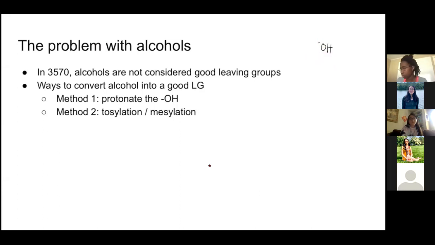So therefore, just kicking an alcohol group off a molecule is not a very feasible step for our course and for Orgo 1. So we're going to discuss two different ways that we can convert the alcohol into a better leaving group. And I'm going to talk about the first one of those. That's to protonate the alcohol so that it's a little bit more stable when you try to get it to leave the molecule.